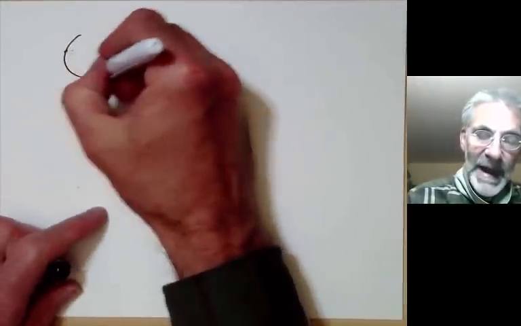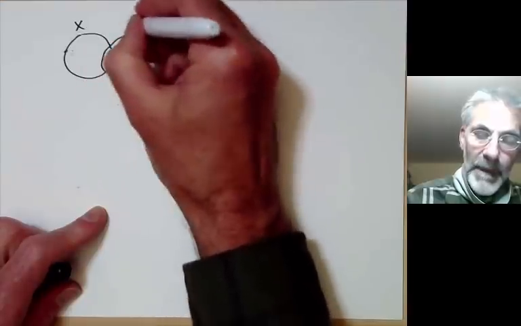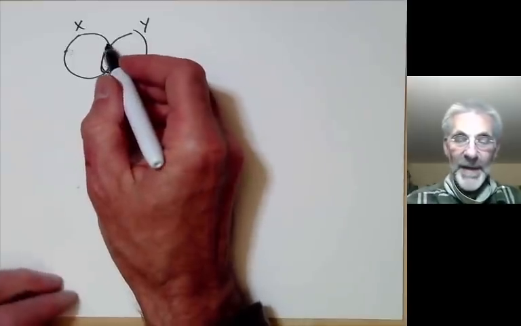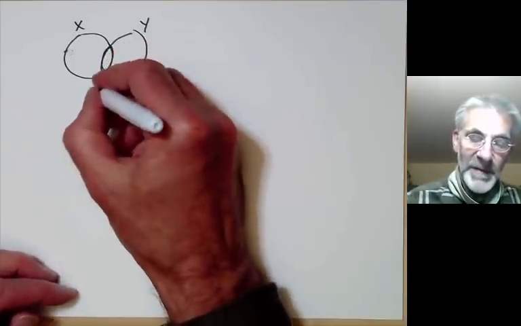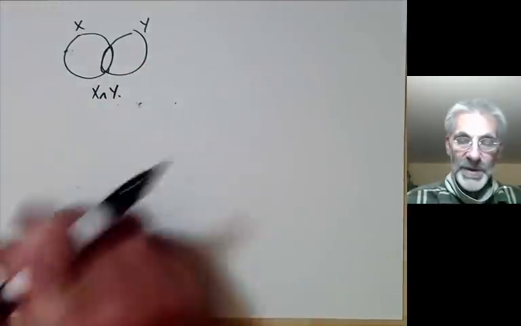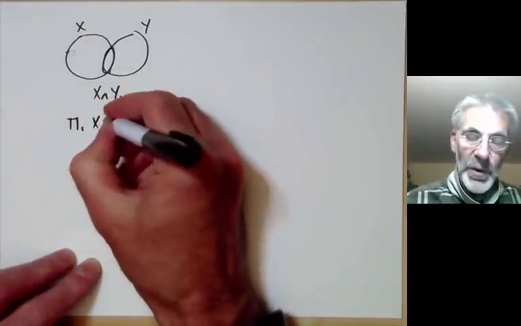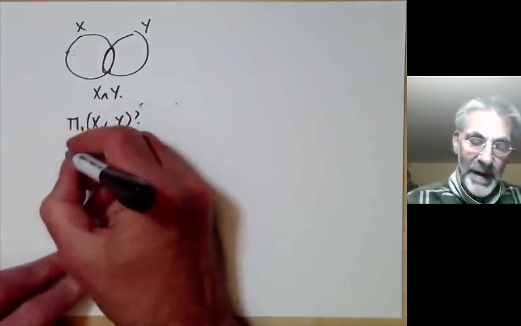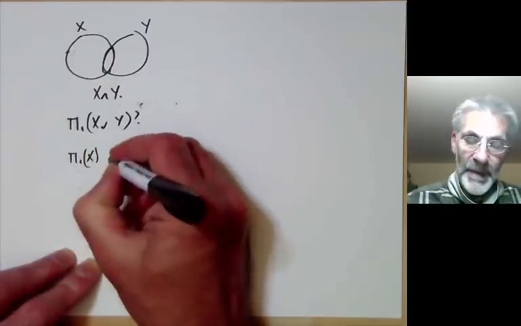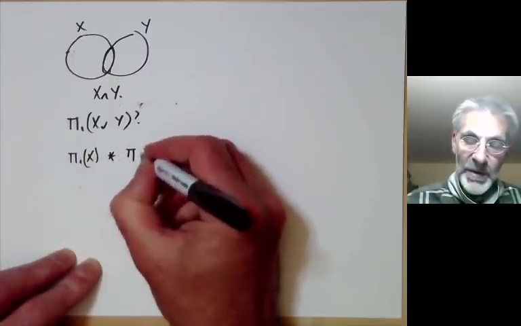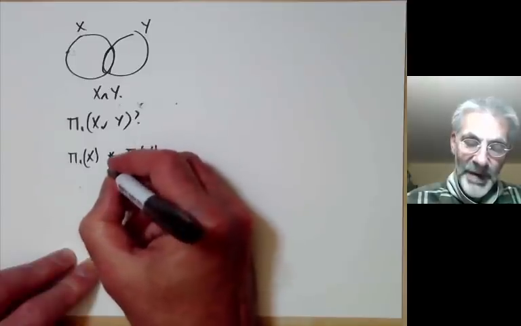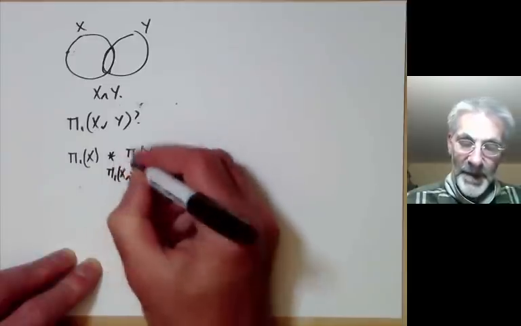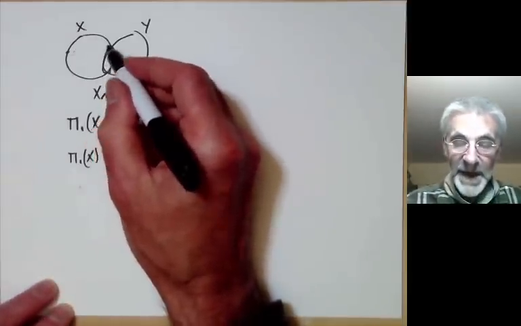Suppose you've got two sets X and Y, and a space that's a union of X and Y, and their intersection is some sort of non-trivial space X intersect Y. And you want to know what is the fundamental group of the union of X and Y. And there's an obvious guess. We might take the fundamental group of X and take the free product with the fundamental group of Y, and then quotient out by the things that are in the intersection of X and Y.